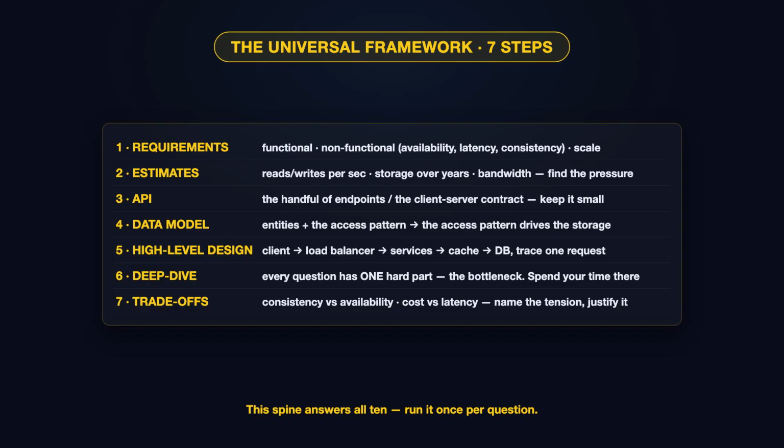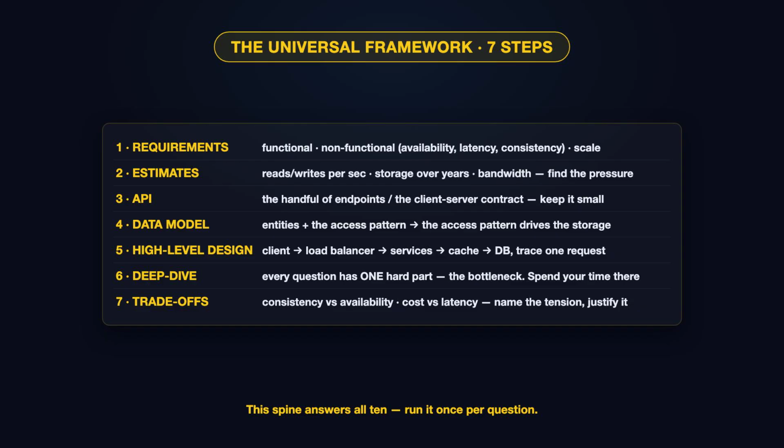Step 2, estimates. Back of the envelope numbers, reads and writes per second, storage over a few years, bandwidth. You are not being precise. You are finding where the pressure is, so you know which part of the design has to be strong. Step 3, the API: define the handful of endpoints, or the contract between client and server. Keep it small, resisting overbuilding is a signal of seniority.